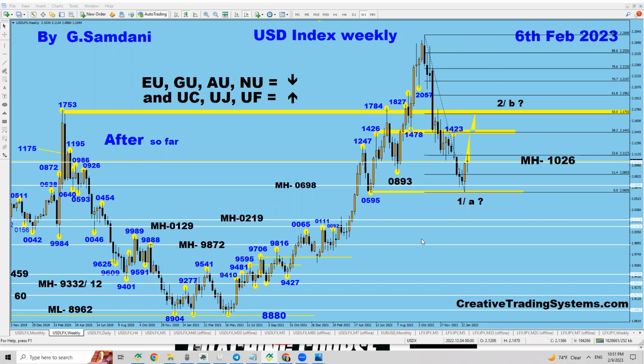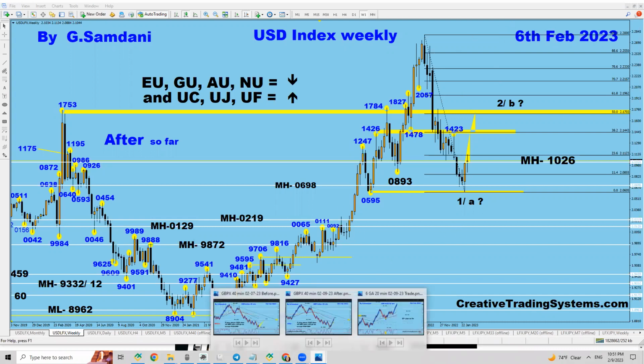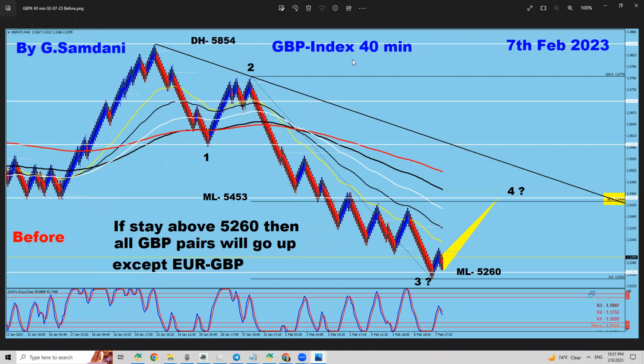So let's get started. I made this pound index 40-minute chart on the 7th, and today is the 9th. On the 7th, this is my Elliott wave count. After finishing here, this is wave 1, 2, and wave 3 is either 161% or a little bit more. So it was a little bit more, and add to this level. This is a big, huge level in the pound index, 5260.